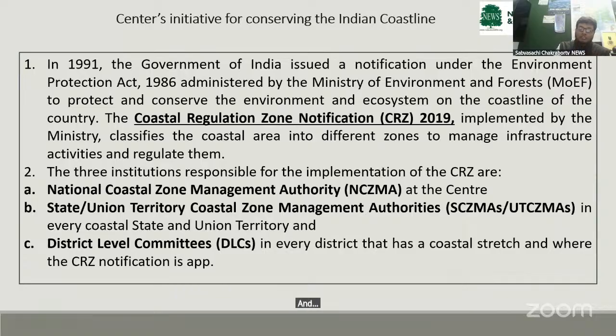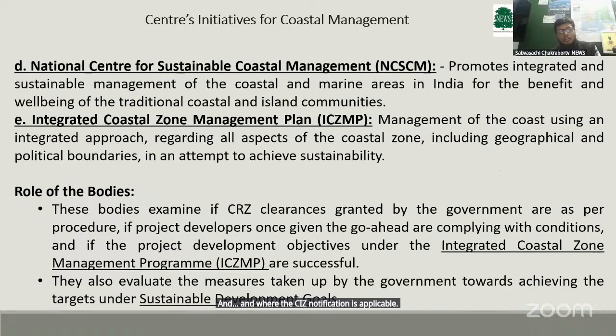And where the CRZ notification is applicable. The National Center for Sustainable Coastal Management (NCSCM) promotes integrated and sustainable management of the coastal and marine areas in India, and there is the Integrated Coastal Zone Management Plan for management of the coast using an integrated approach, which includes all the aspects including the geographical and the political boundaries.